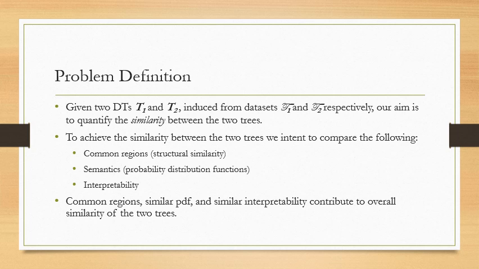Then there is semantic similarity, as I just talked about, which takes into consideration the probability distribution functions, the PDFs. And we can also consider interpretability. This is something that we are going to do in the future research work, and we are still doing that. Lastly, taking into consideration all three factors, the common regions, the similar PDFs, and the interpretability, we are going to contribute to the overall similarity of the two trees.